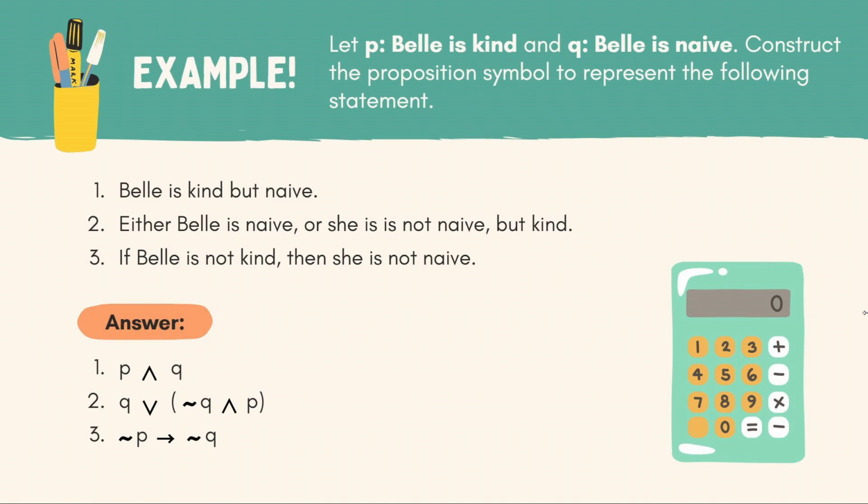Then for question 3, if Belle is not kind, then she is not naive. In this sentence, they use implication, which is "if then", and negation, which is "not". So the answer is not p, implies, not q.